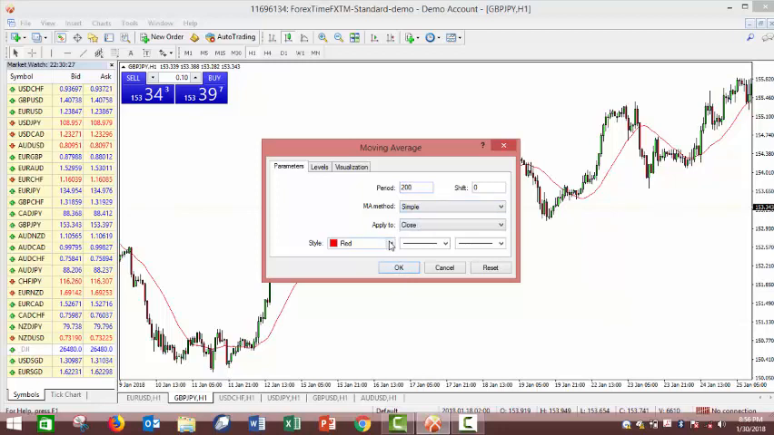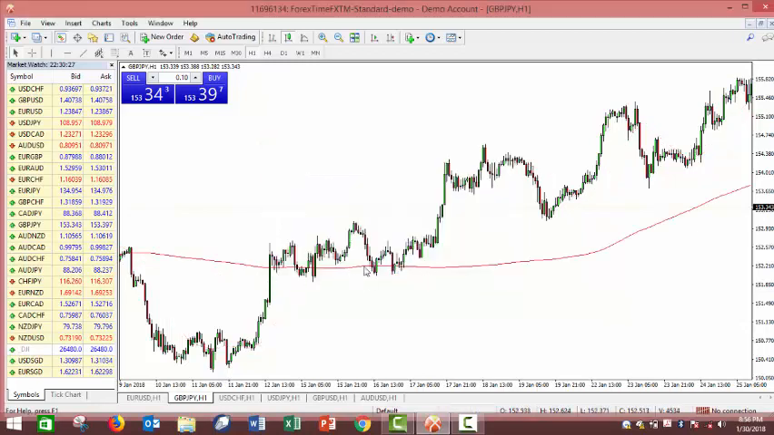We can make this one red. Okay, this is the moving average 200. This 200 means 200 candles. This is a 1 hour time frame, so 1 hour candles.